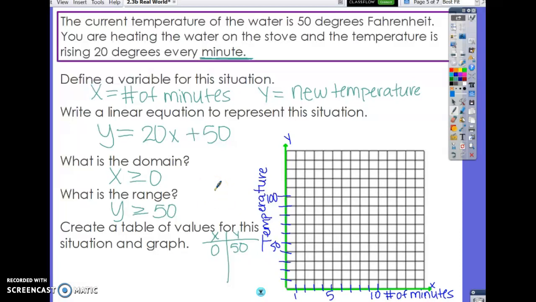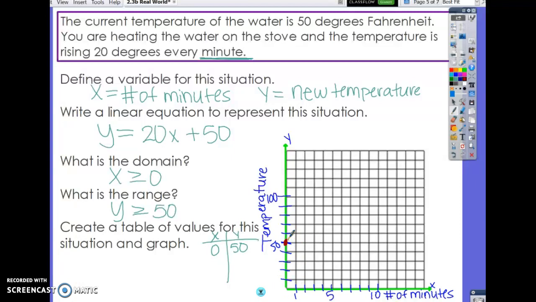My x represents the number of minutes. And again, 50 is never going to fit on this chart, so I counted each little hash mark as 10. Okay, so that's what we are looking at on our graph. Well, our starting value, that y-intercept, is (0, 50). So I'm going to go ahead and graph (0, 50).